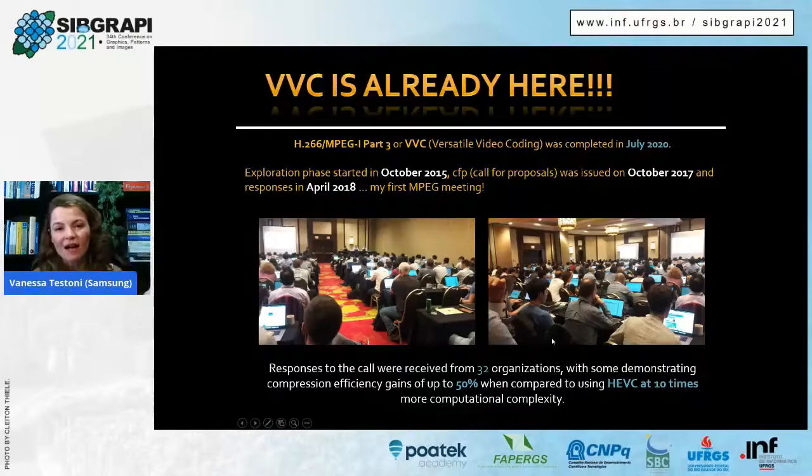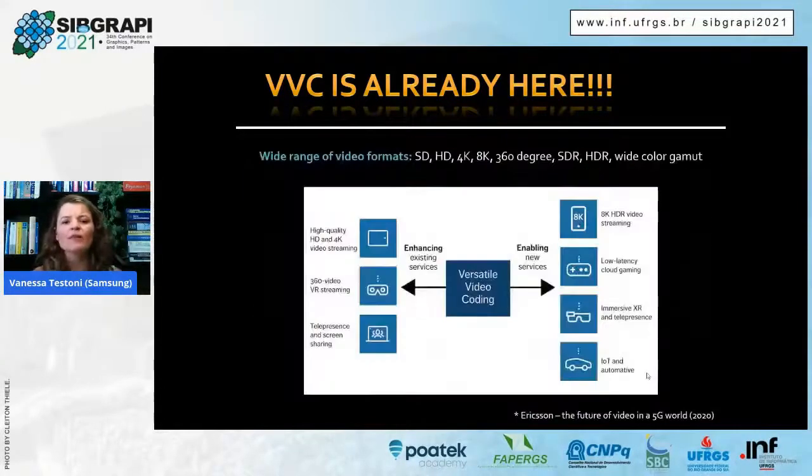So VVC is also a huge success, was able to compress more than 50%. Of course, there is an increase in the computational complexity, but this is very related to what we are talking about today, immersive worlds. So 360 video, immersive XR, telepresence, low latency cloud gaming, 8K video. So everything you can imagine is here. It was included and it's supported by the VVC. Not everything, but most of the scenarios, let's say, right?